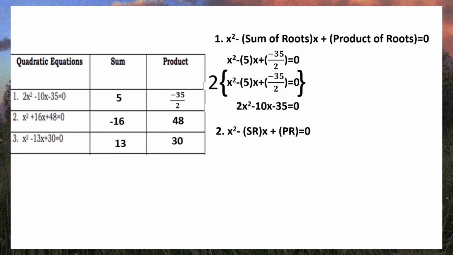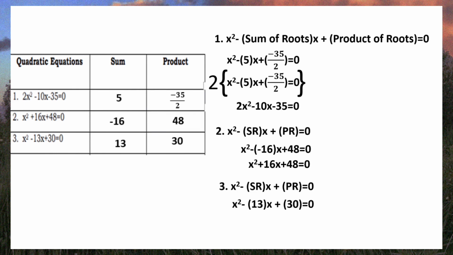Let us go with number 2. So, sa number 2, palitan natin si sum of roots ng negative 16 at si product of roots ng 48. And negative times negative is positive. So, magiging sagot natin is x squared plus 16x plus 48 equals 0. So, ganun lang kadali yung number 2. So, number 3, we have x squared minus sum of roots plus product of roots. Ang sum natin is 13. Ang product natin is 30. So, magiging negative 13x plus 30 equals 0. And that should be x squared minus 13x plus 30.